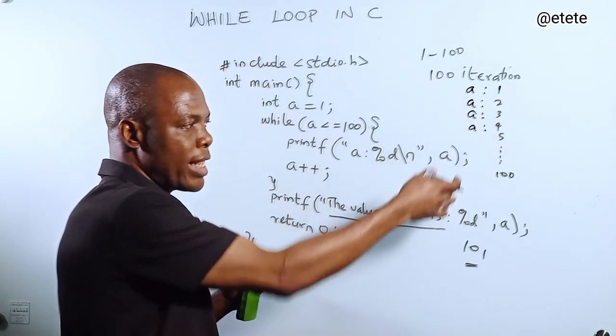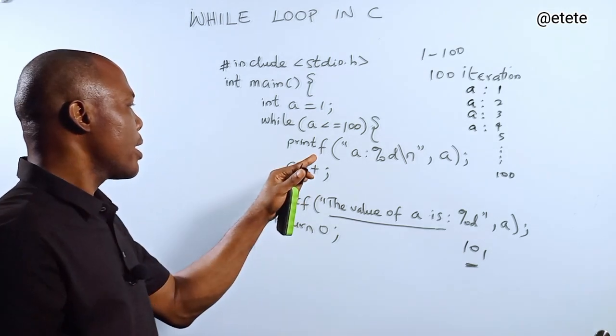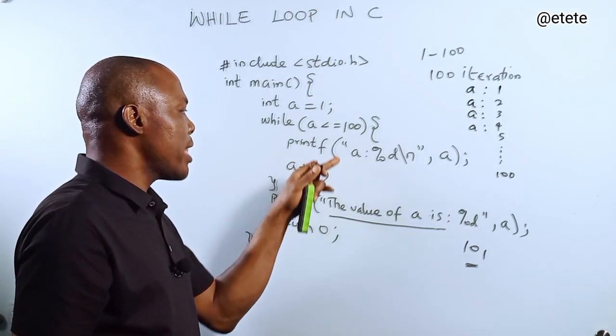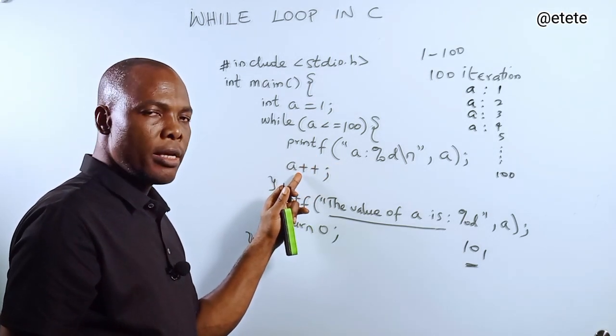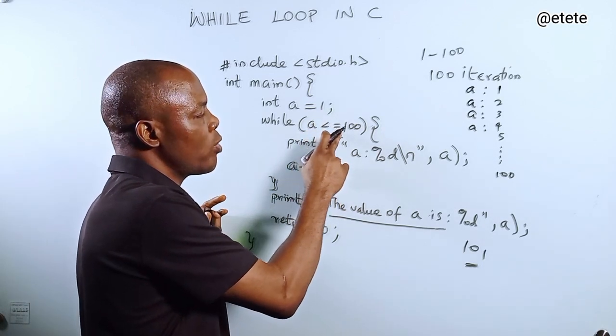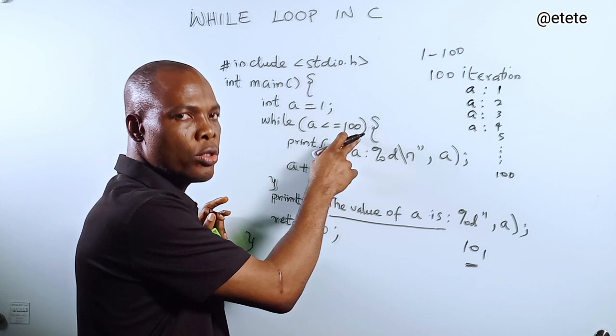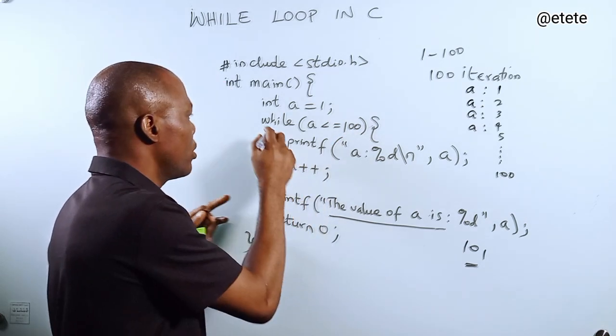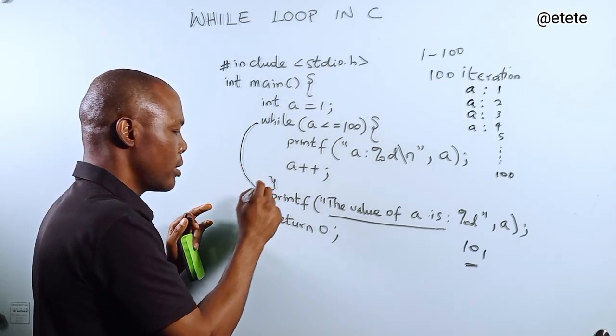It will print out like that up to 100. Then when it comes in and increments A to 101, it will come back here and test whether 101 is less than or equal to 100. That is no longer true, so it is false. It will come out to this place.